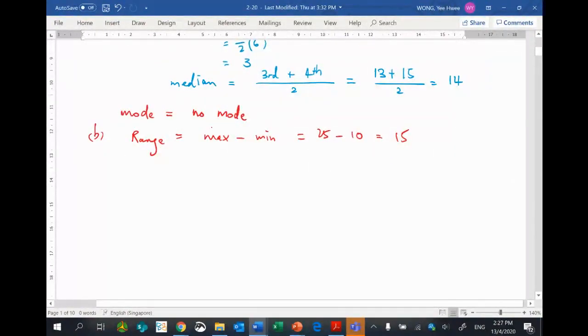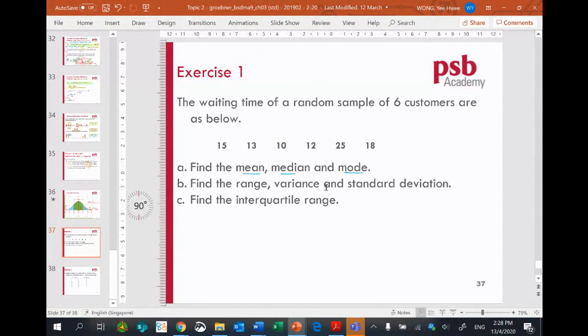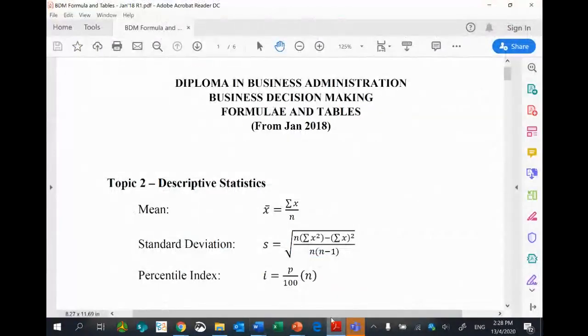What's next? Standard deviation. Okay, which one comes first? You have variance and standard deviation. If you see your formula, the standard deviation is the one given to you here, but the formula doesn't give you a variance formula. So where is the variance? You have to know that the variance is just the square of this, yeah? So when you square this, this becomes s square, and the square root disappears. So s square equals the one inside.